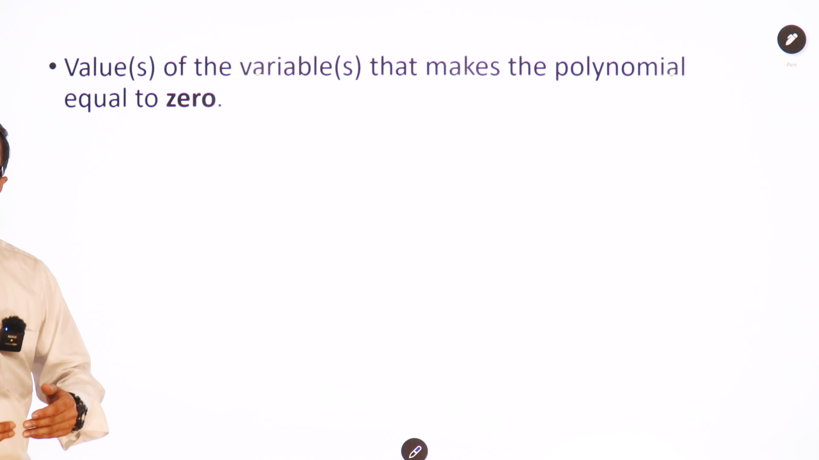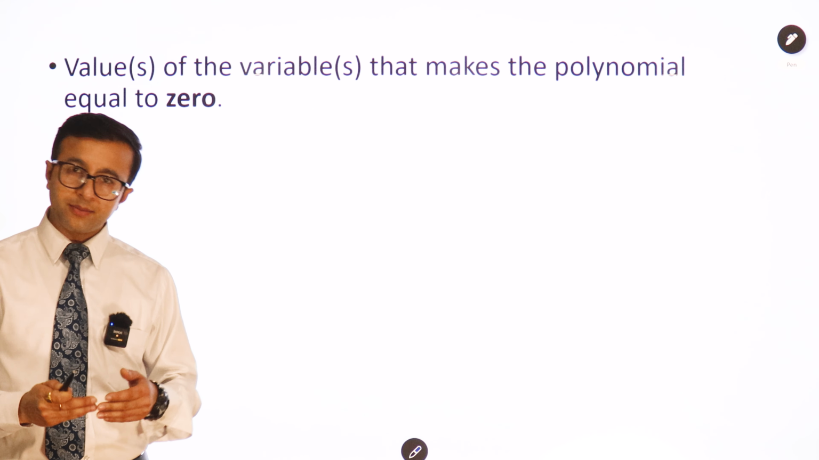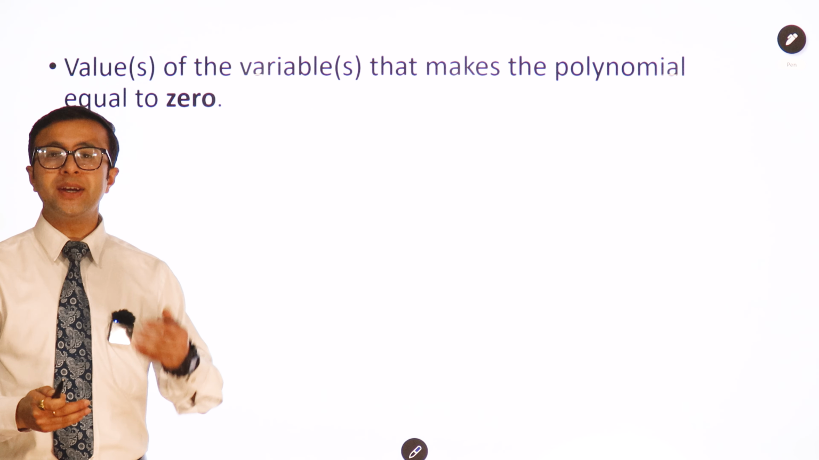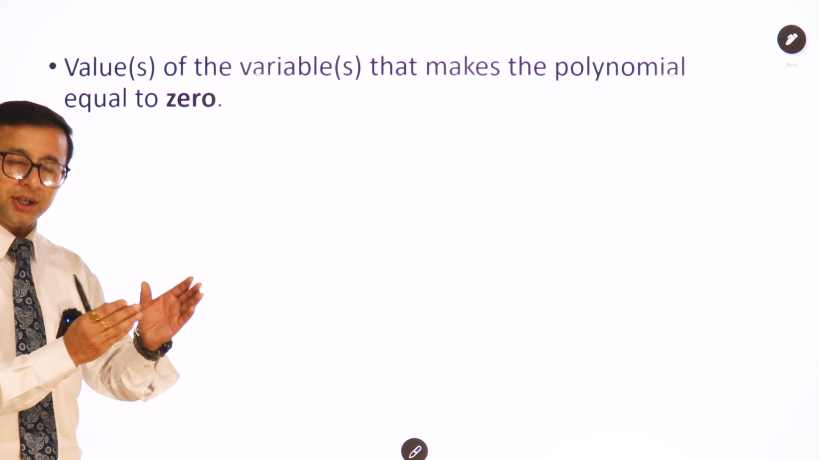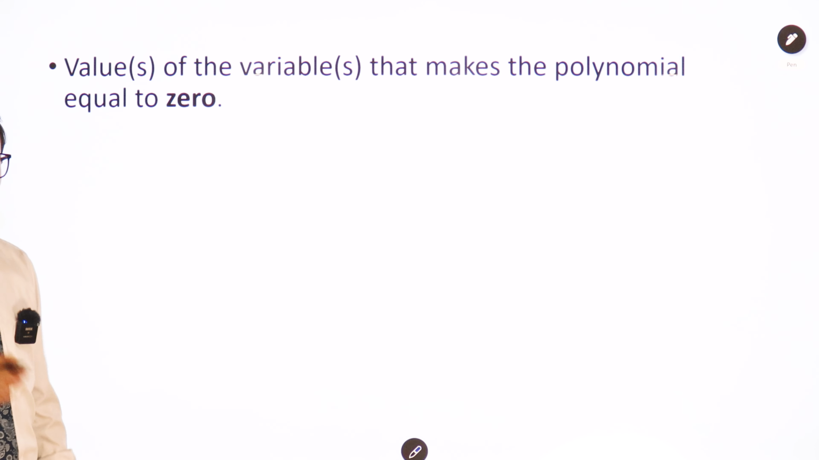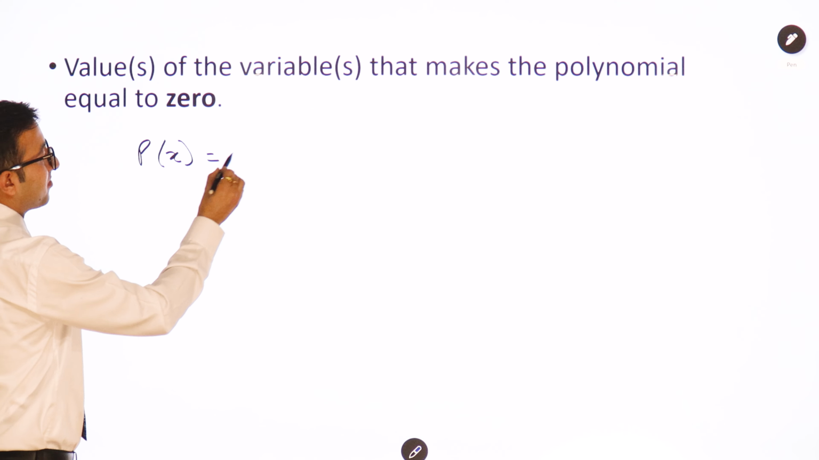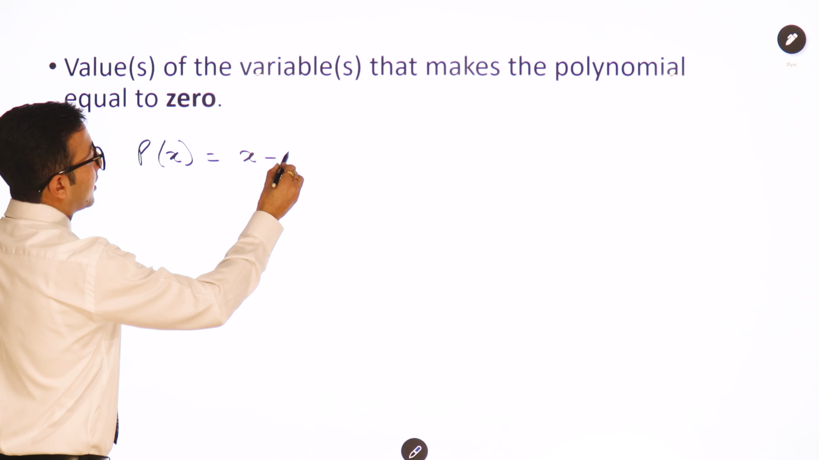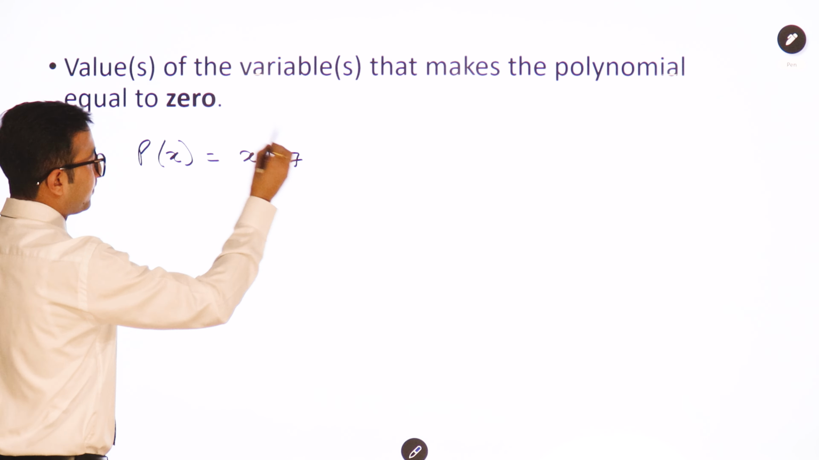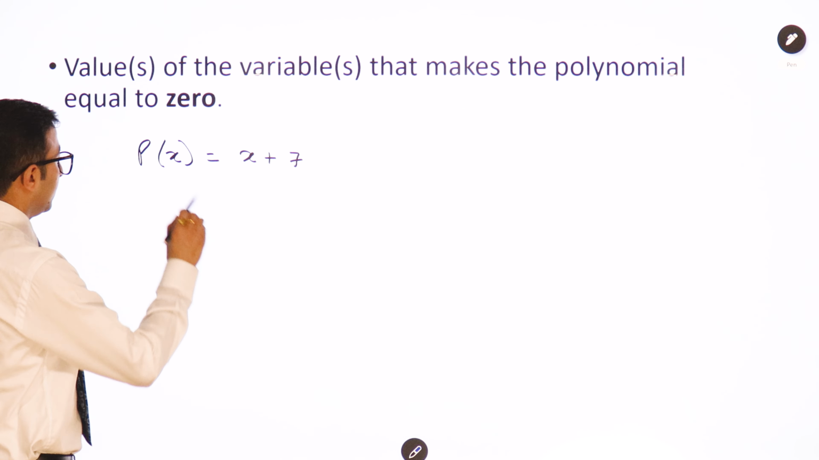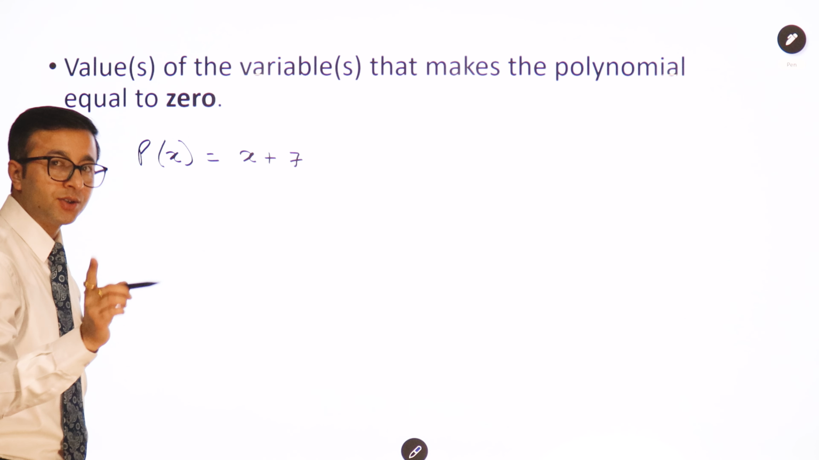Now every time, do we need to use the trial and error method, or do we have any particular traditional method to find the zeros of a polynomial? For that, if one of the polynomials given to us is x plus 7, then ultimately this polynomial should be equal to 0.